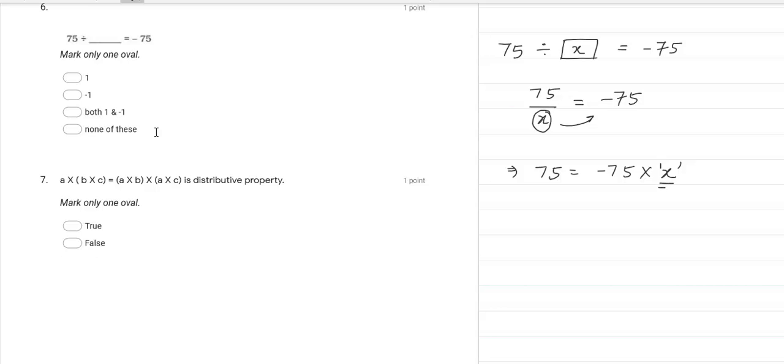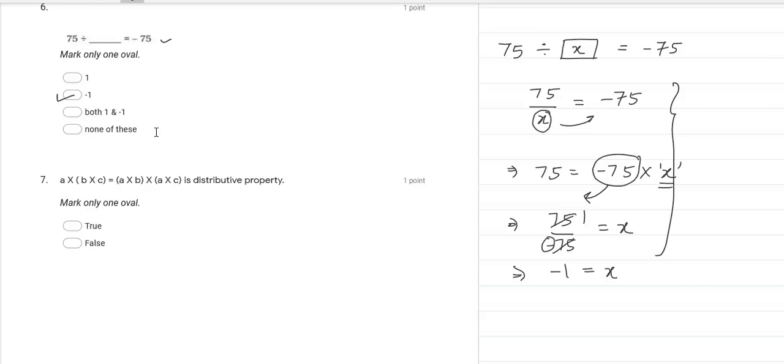Now to make it alone, we have to take this number to left hand side. Obviously it is multiplying with x, so when it goes to that side, it will go in division. 75 upon minus 75 is equal to x. 75 by 75 is 1, we have one negative sign in this division, so answer will be minus 1 is equal to x. Hence answer is minus 1. Obviously by seeing also we can tell the answer. This is the long way to solve the question or the complete way.